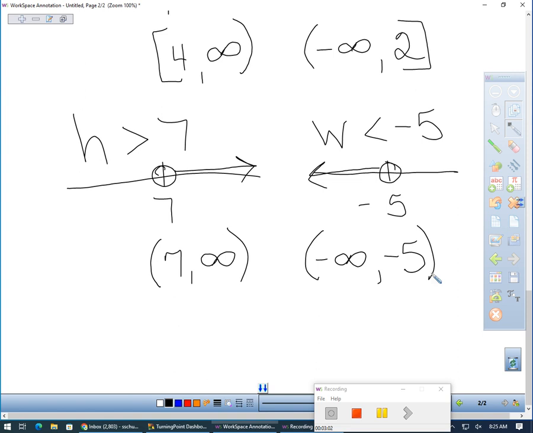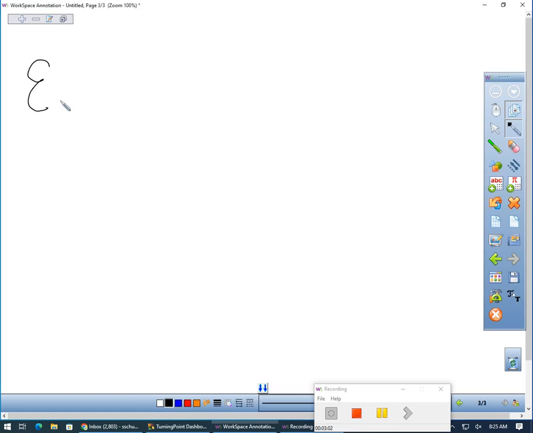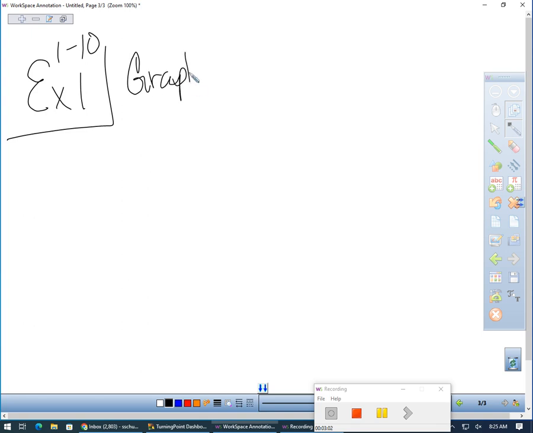All right, so here we go. Let's talk about what your problems look like on your worksheet. Are you ready? Example number 1. And this is what you are doing for 1 through 10. The directions are going to ask you to graph and write the interval notation.